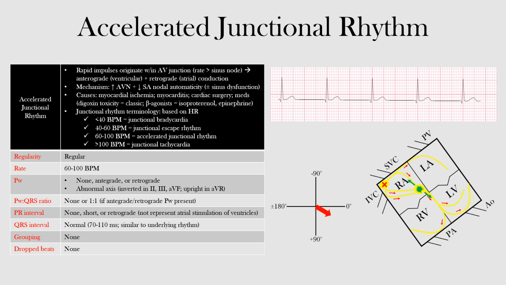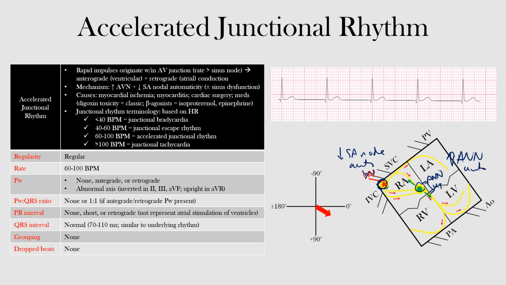Okay, so what we have here is, remember, this is our sinus node. This is our AV node, our His bundle right next to it or underneath it. That's our AV junction. So what we have going on here is that there could be some sinus node dysfunction or decrease in our sinus node automaticity, meaning that it's firing at a slower rate. And we can also have an increase in AV nodal automaticity.